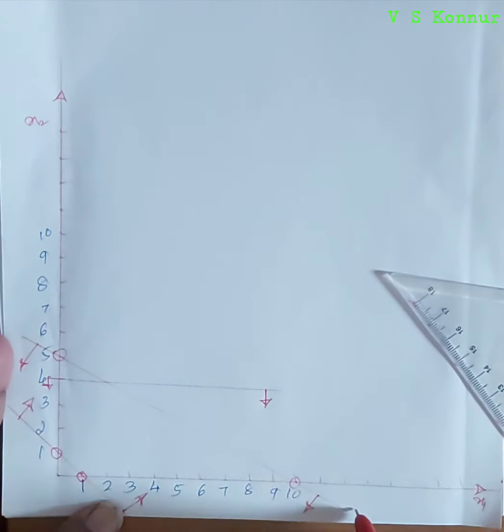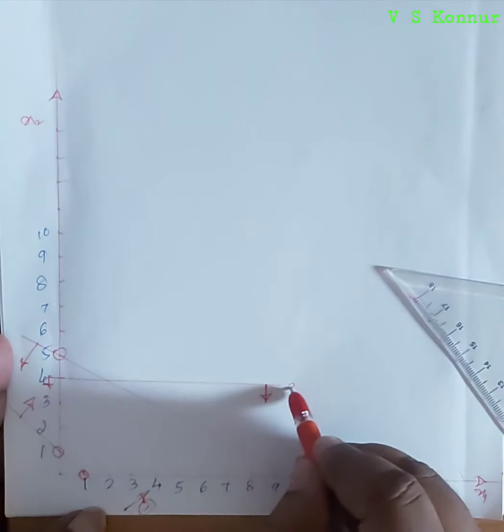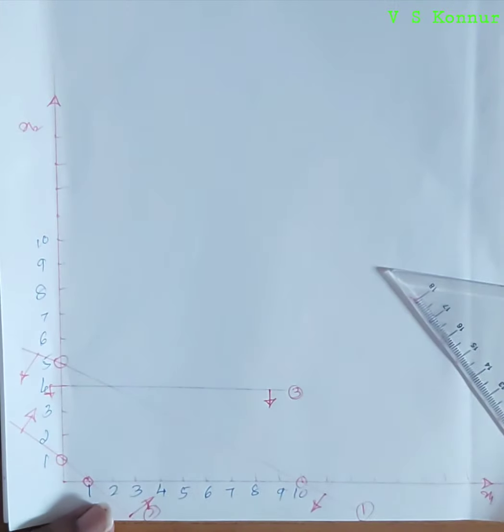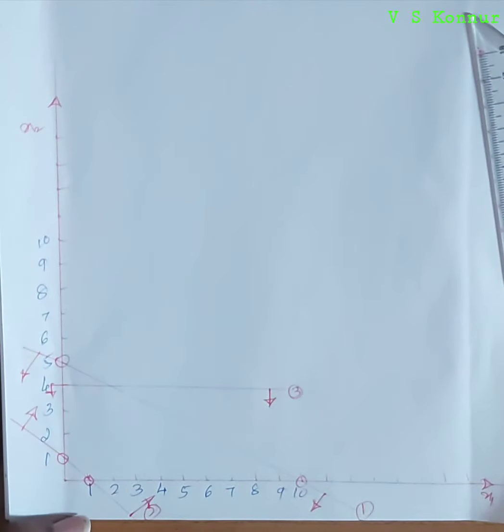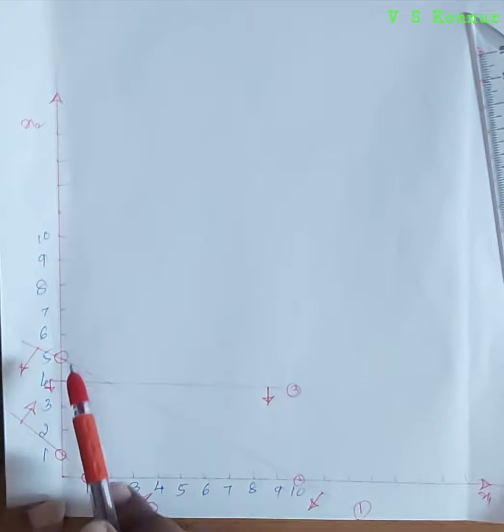So all the three lines we have drawn, first, second, third. Three constraints, three lines. Now we have to find out the region. There are only two regions here. You can check this region.